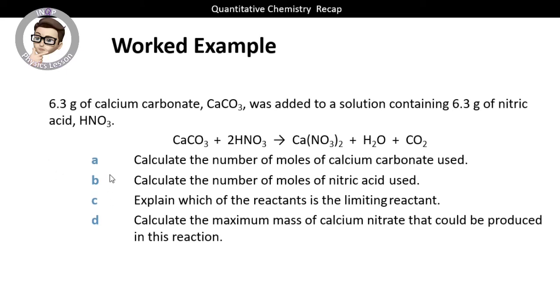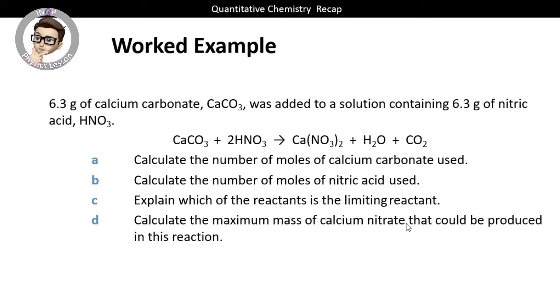Our first part of this question is, calculate the number of moles of calcium carbonate used. That's relatively straightforward because we've just done that in the previous worked examples. We know the mass of calcium carbonate and we know the formula, so we can work out the molecular mass and how many moles we've got. Second one, exactly the same: calculate the number of moles of nitric acid used. Again, we know the formula of nitric acid and we know its mass, so we can work out the number of moles.